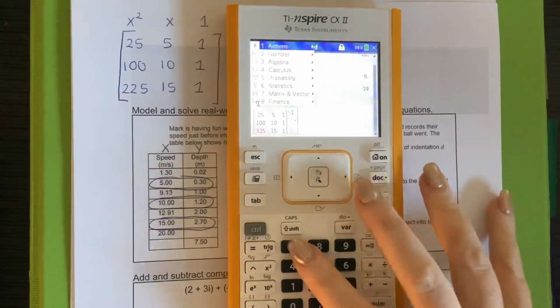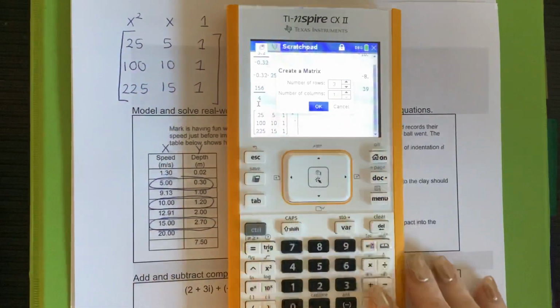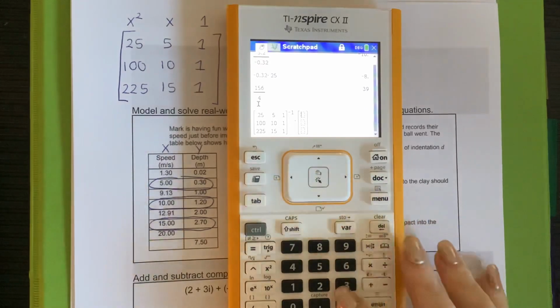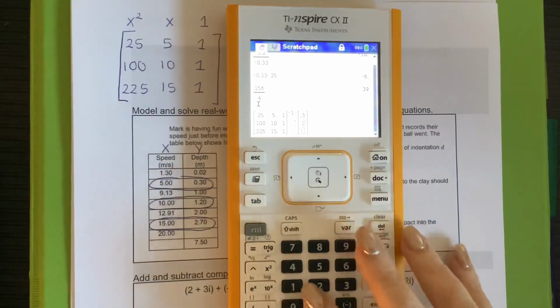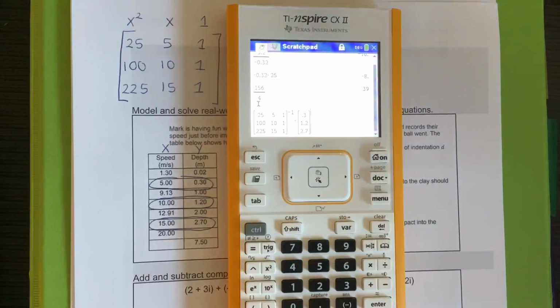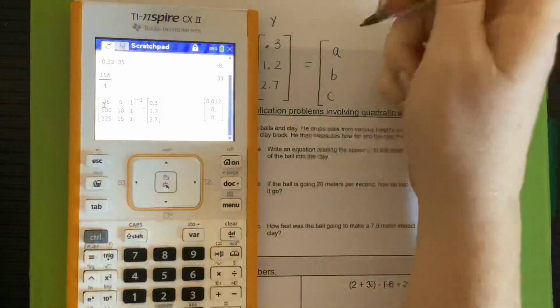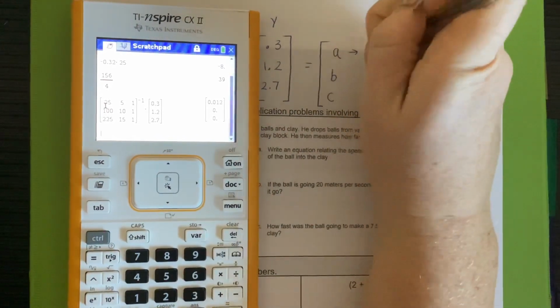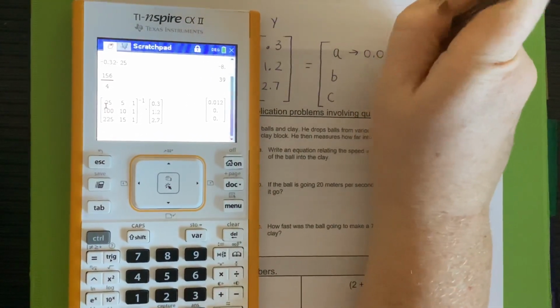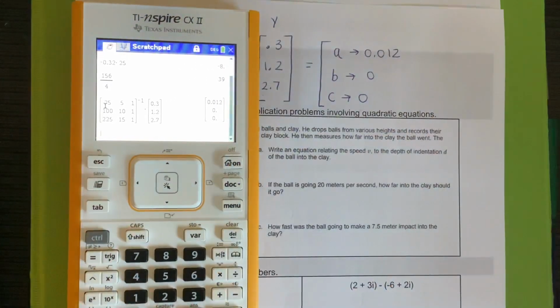And then we're multiplying that by another one. I need it to be a 3 by 1. And those numbers are 0.3, 1.2, and 2.7. This was number 2 on y'all's homework for 541. So if you hit enter, you get this. That means that my equation for this, my A value is 0.012, and then 0, and then 0.